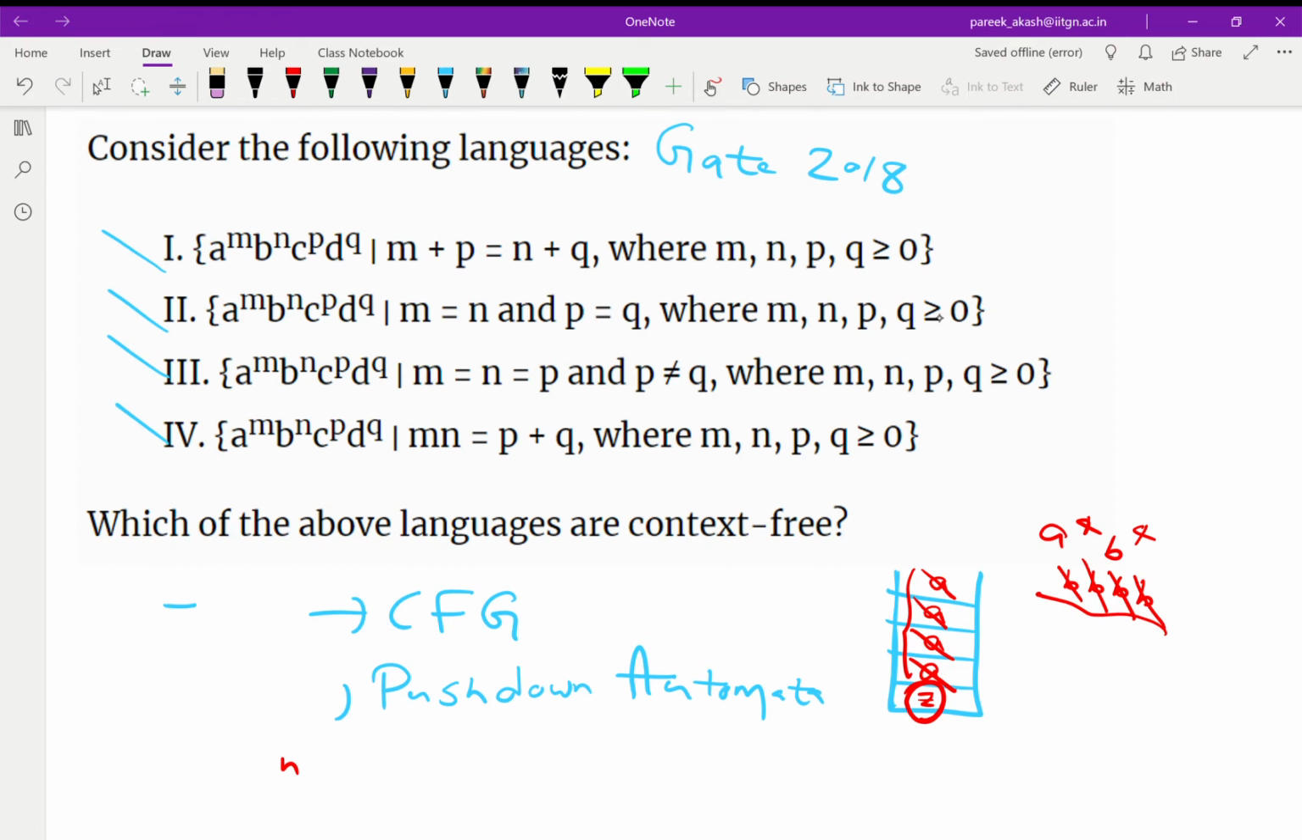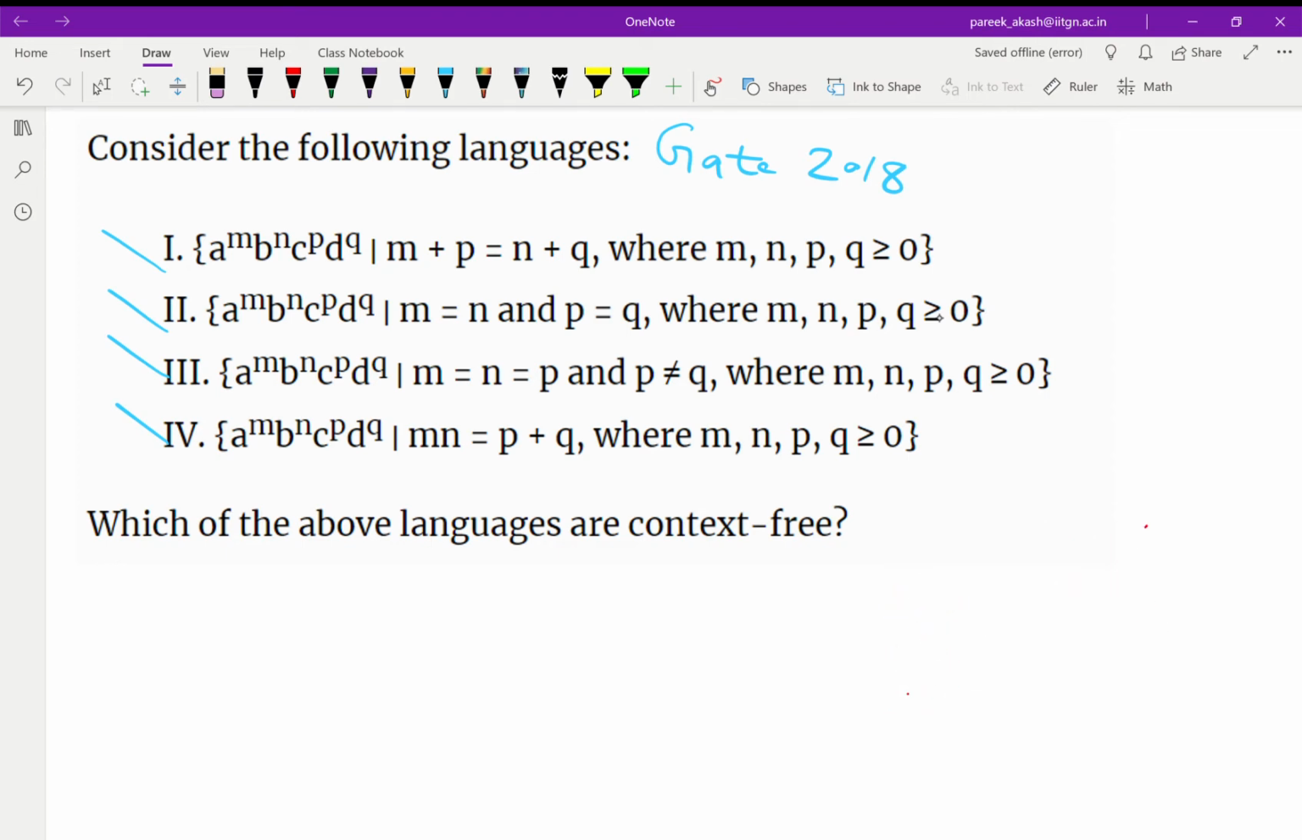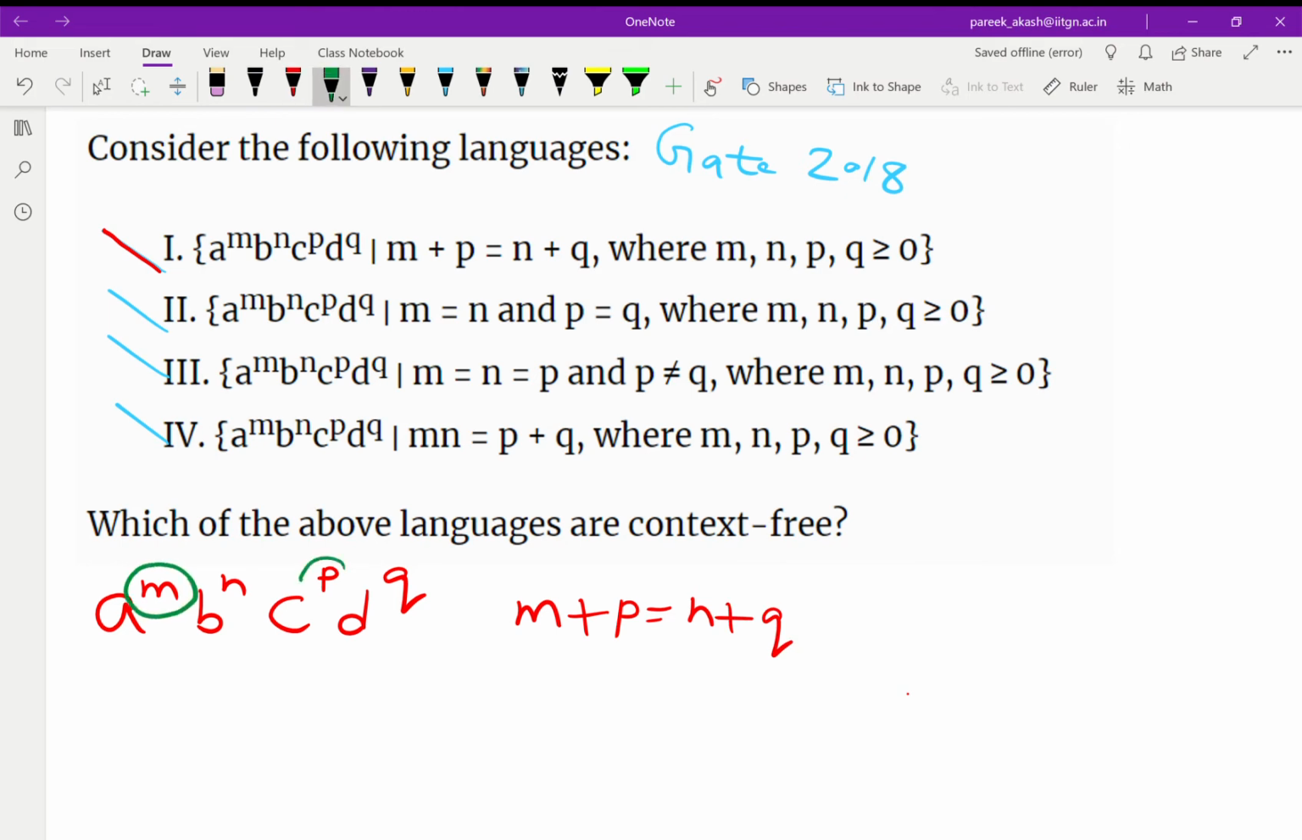we have to see which of the four languages are context free languages and which of them are not. Starting with the first one, they are telling us that we have a to the power m, b to the power n, c to the power p and d to the power q, and the condition is that m plus p equals n plus q. So we have to prove that m plus p should equal n plus q.